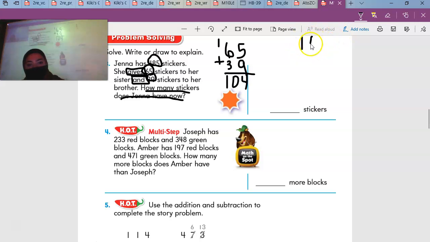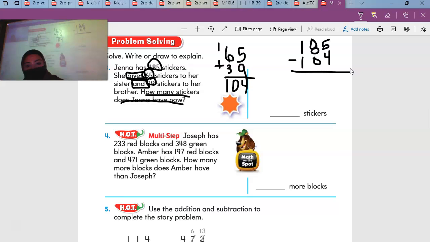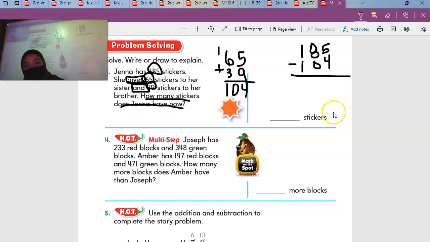Well, hold on. Well, she had 185 stickers. And she took away, or she gave 104 stickers. How many stickers did she have left? 5 minus 4 is 1. 8 minus 0 is 8. 1 minus 1 is 0.